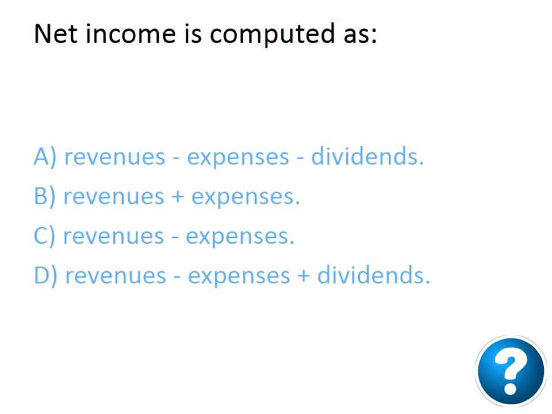Okay. Yeah, you have to give us a minute to put it up, but just wait. So, okay, C, revenues minus expenses, D, revenues minus expenses plus dividends.